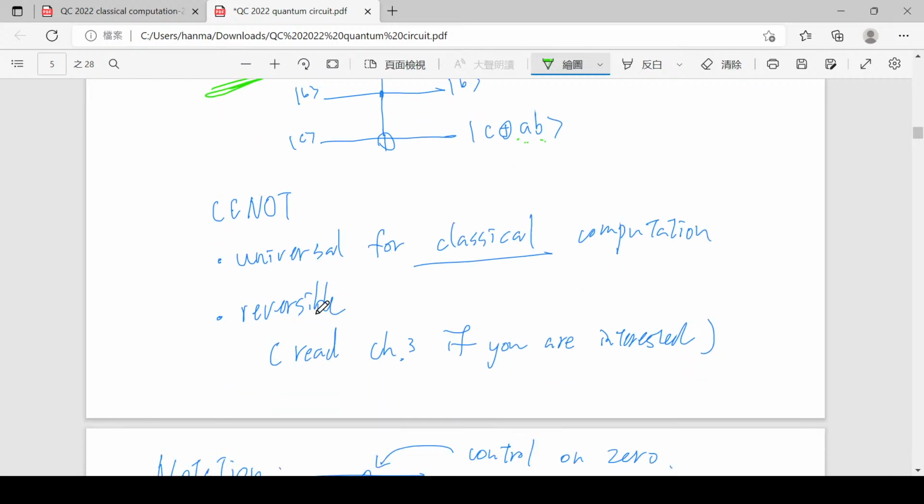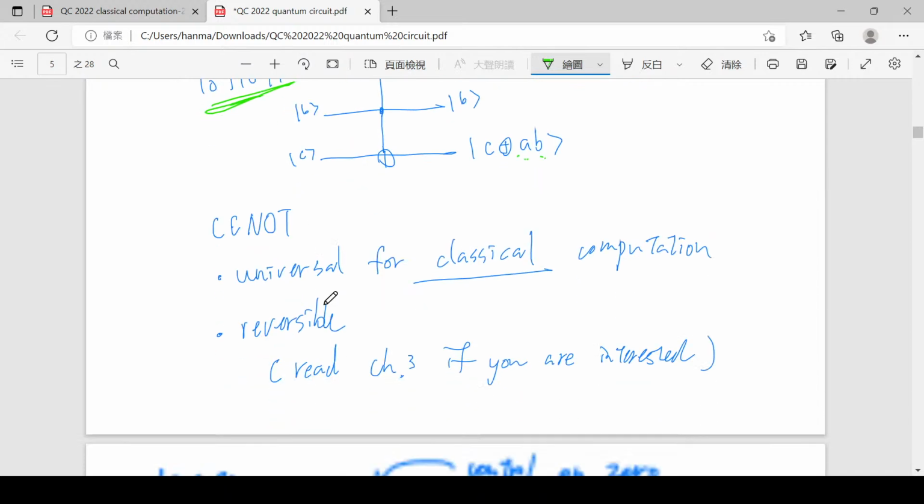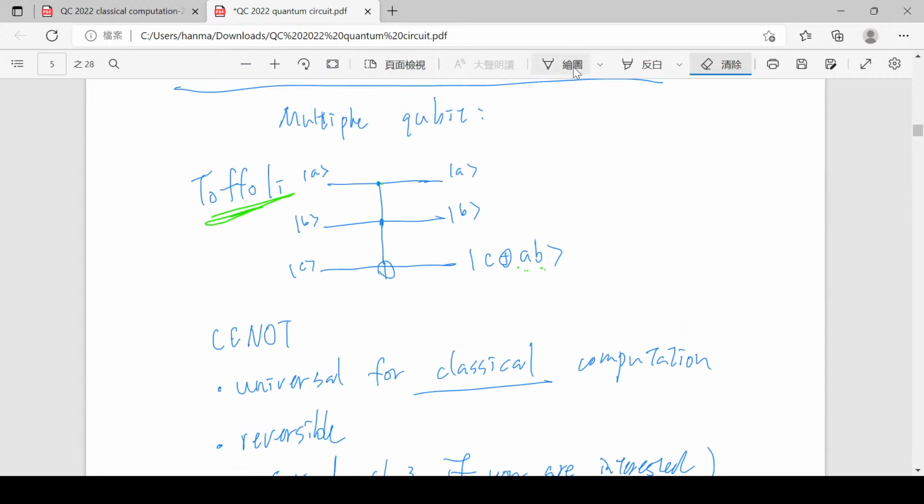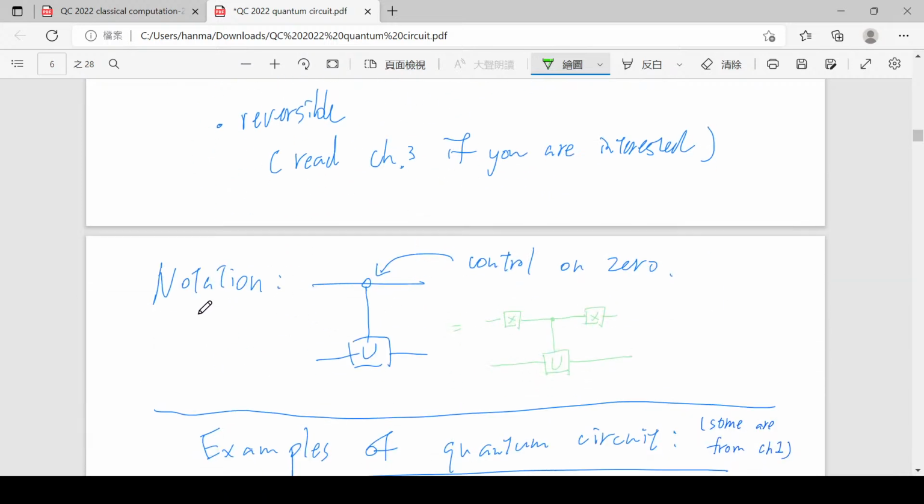And if you want to see more of the story about the Toffoli gate, you can read chapter 3 of the book. Okay, so that's Toffoli, and that's basically the only multi-qubit gate we give a name, and we go back to other notation.